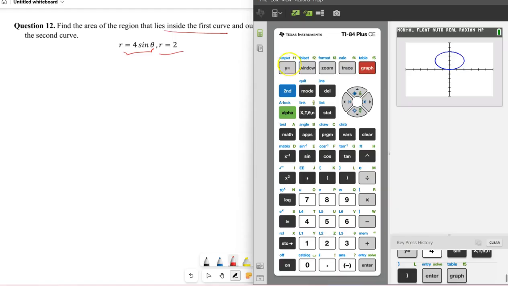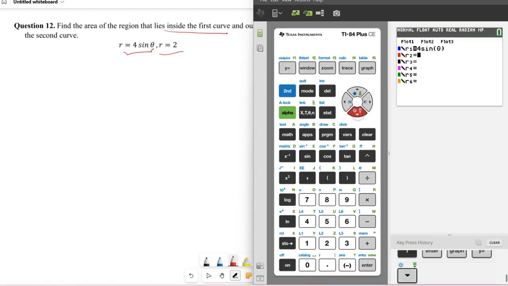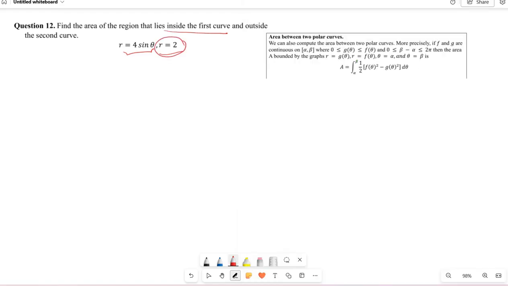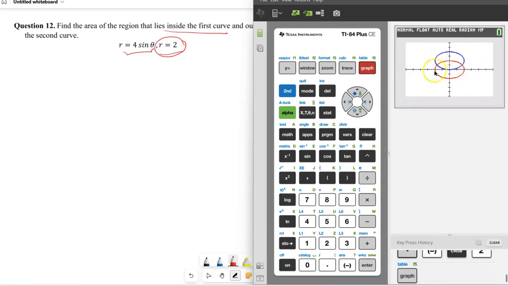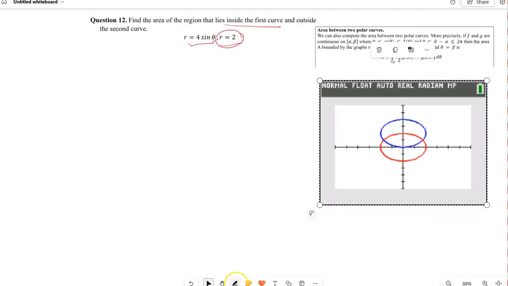Okay. Now I'm going to go back and in the second equation, I'm going to put my second graph, which is r equal to 2. So I see that graph. That's the red graph, which is centered at 0, but the radius is still 2. Okay, so we need to work on this graph.